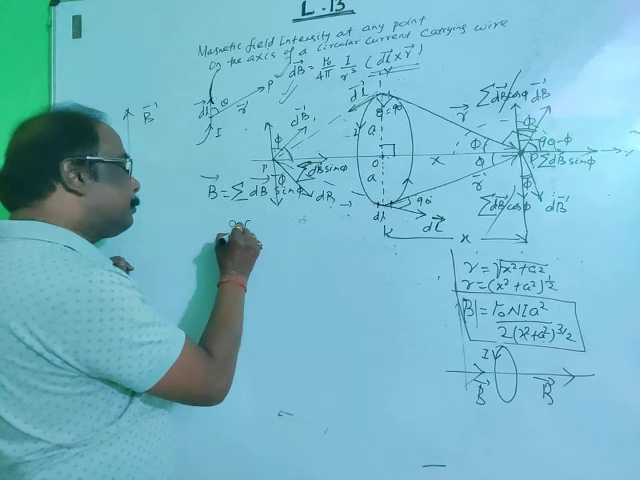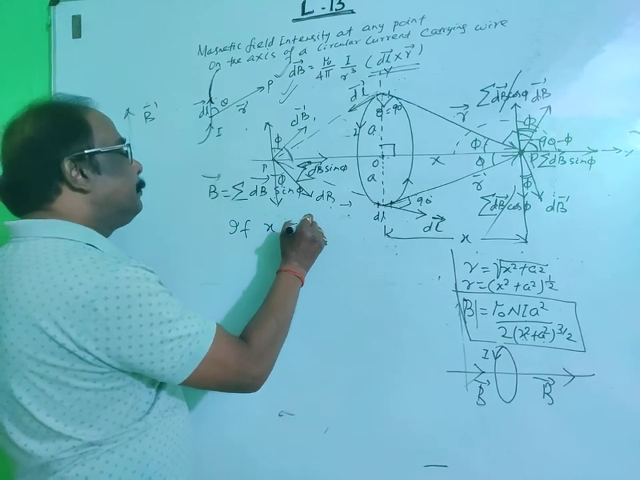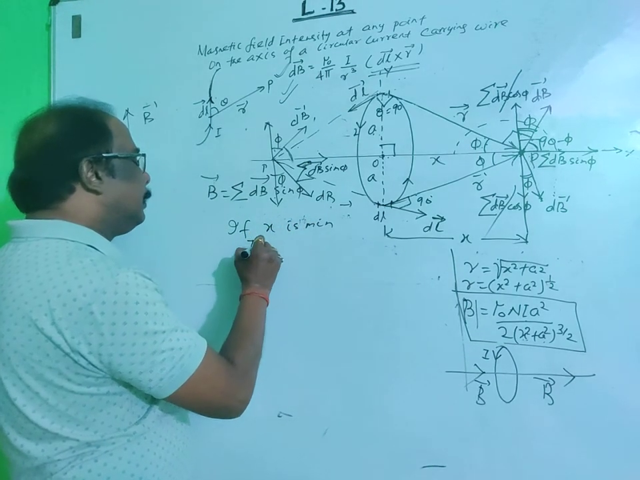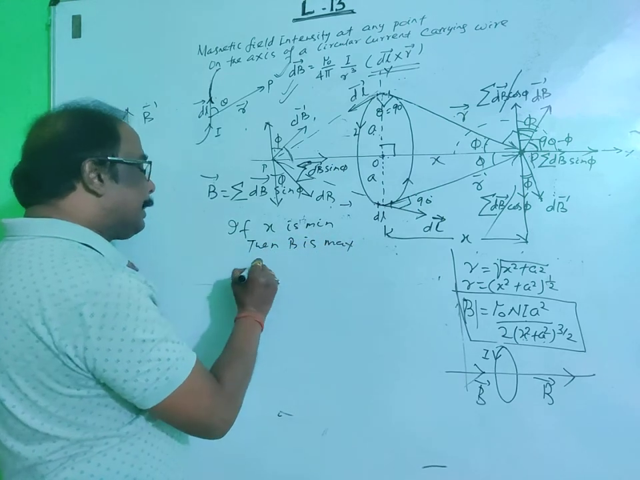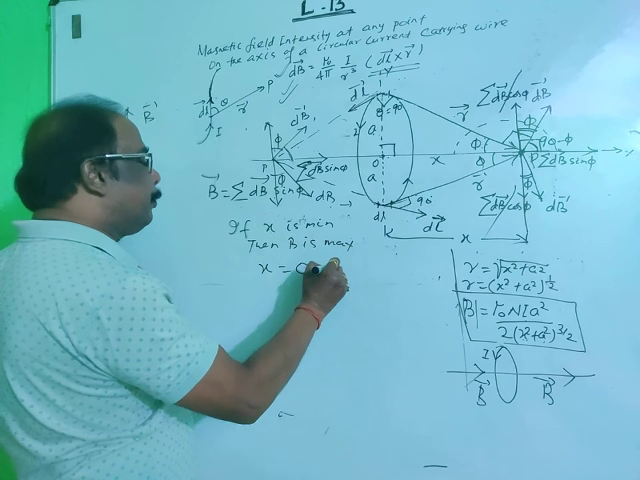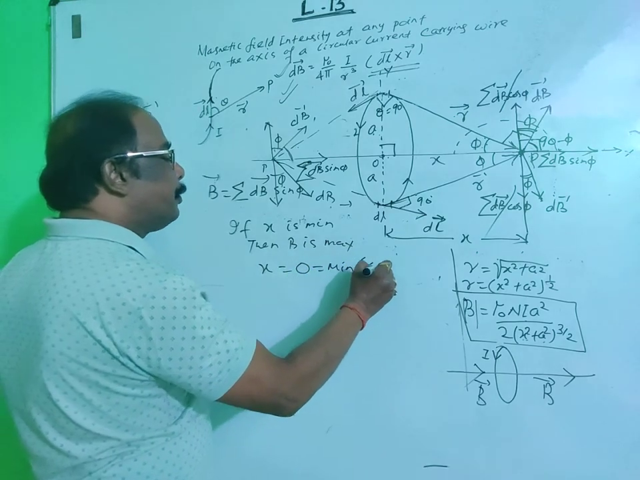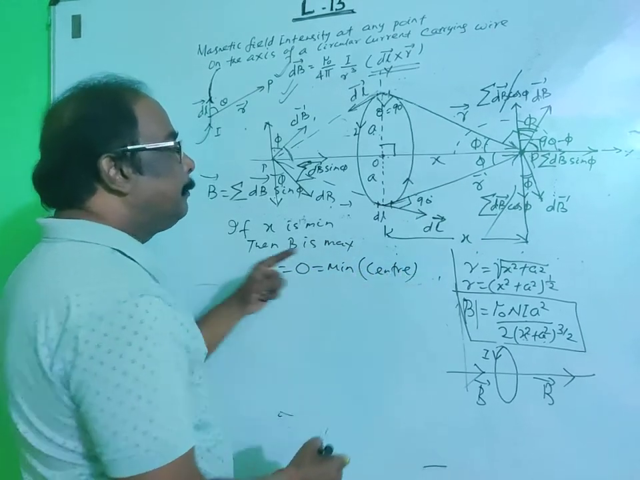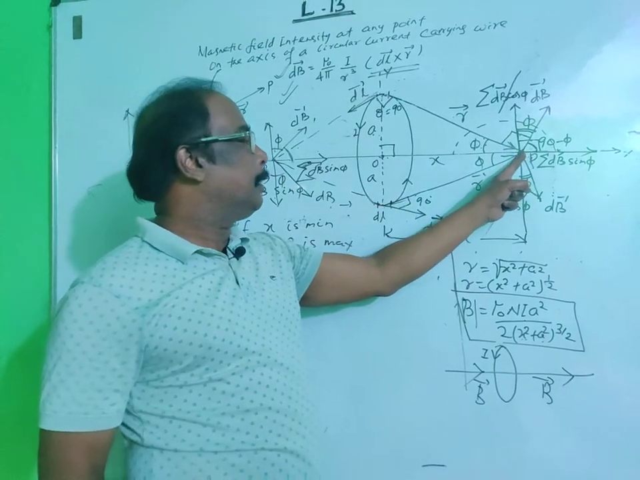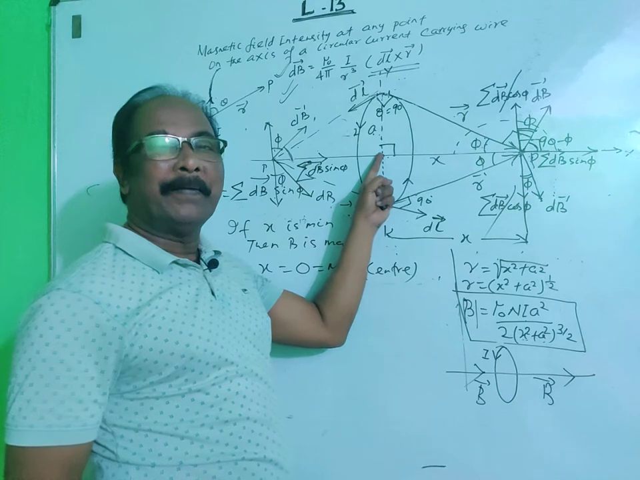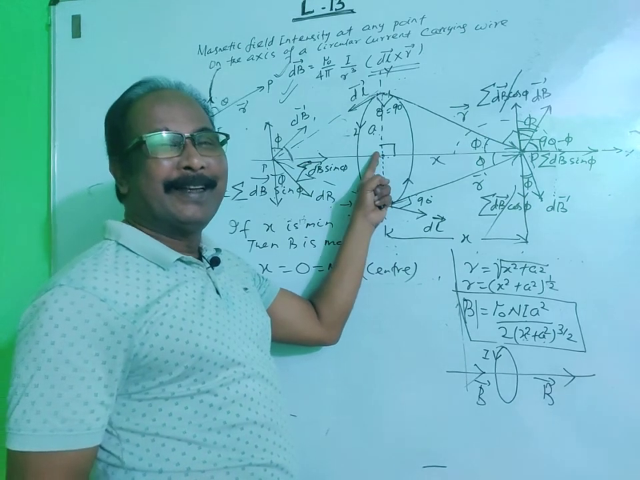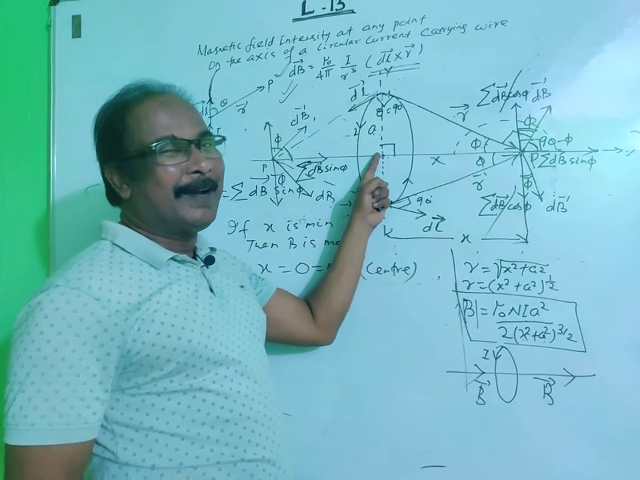If x is minimum, then B is maximum. x is minimum when x is 0, meaning at the center of the circle. See, from the center to point P is distance x. If x is 0, then point P will come to the center. So you get the center of the circular coil.